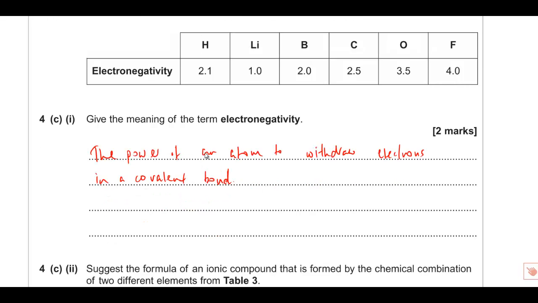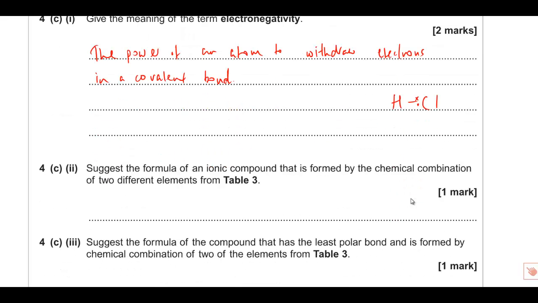Boom. Power of an atom to withdraw electrons in a covalent bond. Must be in a covalent bond, and it's the power of the atom to withdraw electrons, not an electron. It draws them both, remember. So something like hydrogen chloride would find them much more over this way. Not just one of them, both of them, due to the electronegativity of the chlorine.